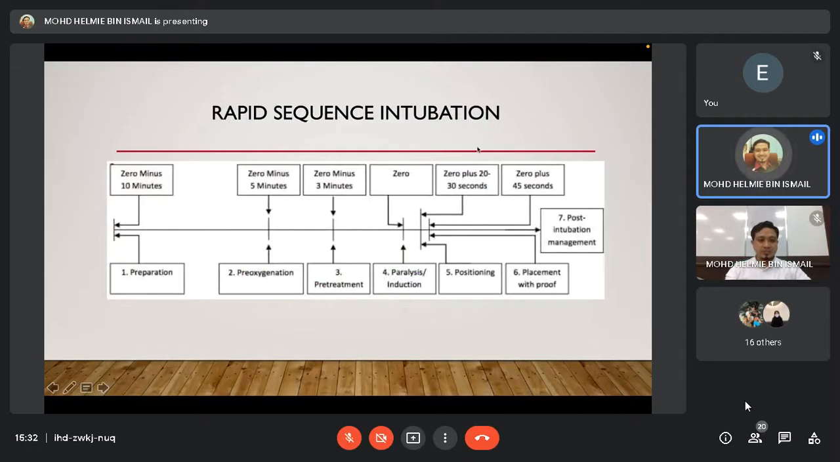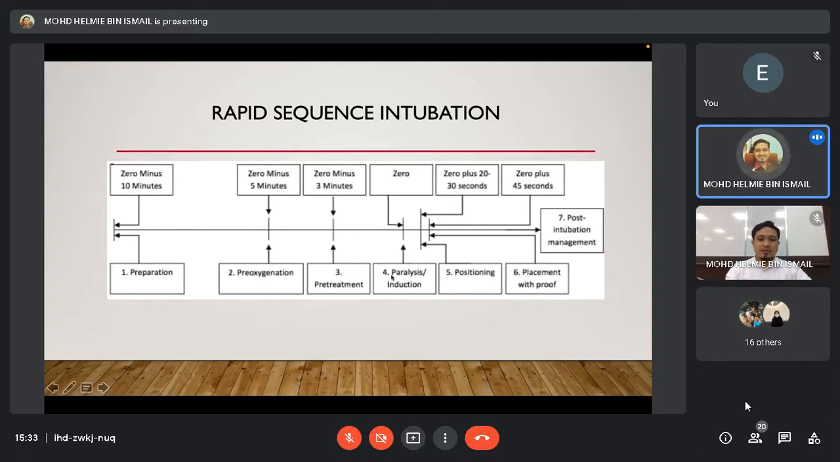Okay, this one is rapid sequence intubation. Basically, you need to have preparation, pre-oxygenation, and then pre-treatment. You need to give pre-treatment. Basically, you give fentanyl as an analgesic, and some centers also give lidocaine as a pre-treatment, in order to blunt the sympathetic response.